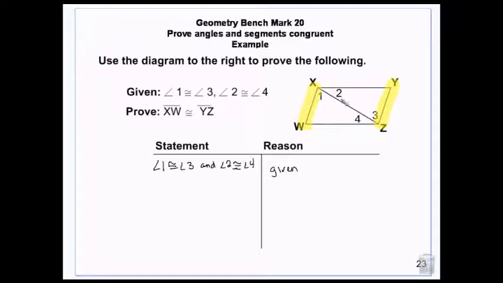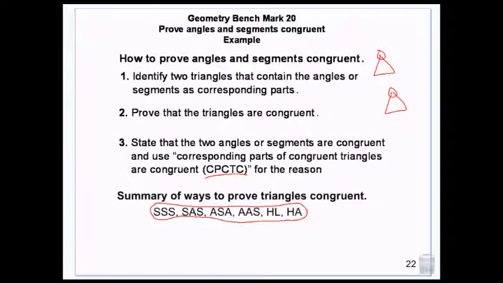And then I like to go in and label them. 2 is the same as 4. 1 is the same as 3. Okay, I have two angles. So we go back to our list. Two angles gives me only two choices. Angle, angle, side, or angle, side, angle.